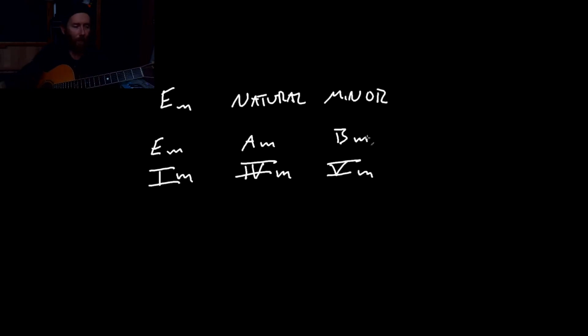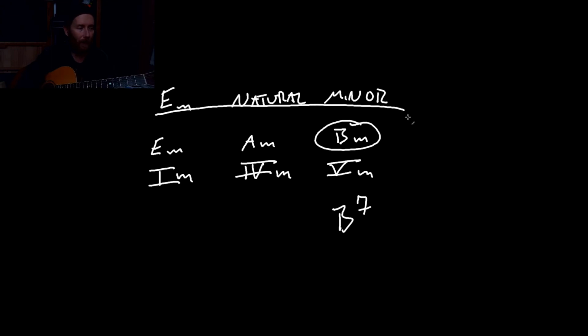Okay, but what you will see a lot in minor keys is that they take this 5 chord and they make it major, and often they'll add a 7. So you'll see a B7 here a lot. Even if the melody is largely doing the natural minor, a lot of times they'll just mutate this chord into that. That happens a lot in minor keys.